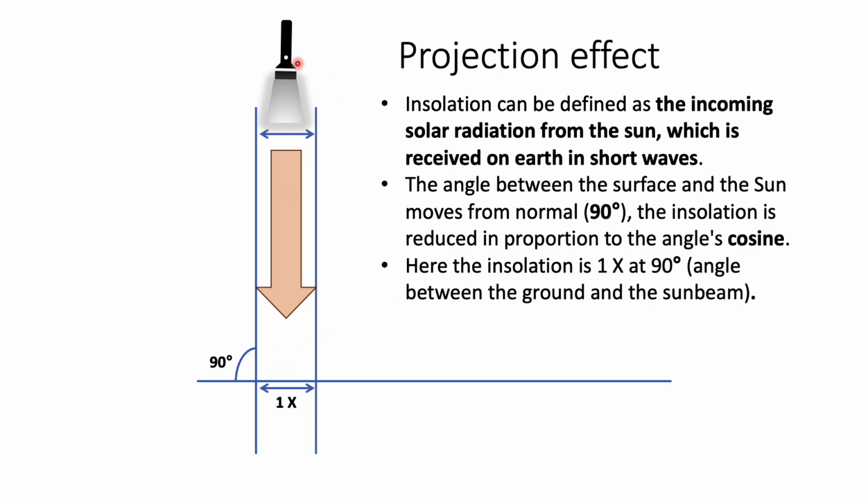So let us look at this material which receives the solar radiation when the sun is exactly above its head. That means when the angle is 90 degrees, it receives the maximum sunlight. This area receives the maximum sunlight. So when we want to calculate the insolation, the angle is 90 degrees, and here the insolation is 1x at 90 degrees, because this is the angle between the ground and the sunbeam from where it is coming.